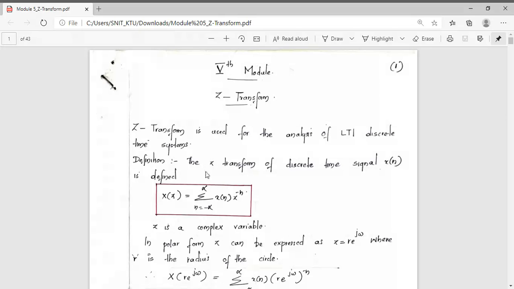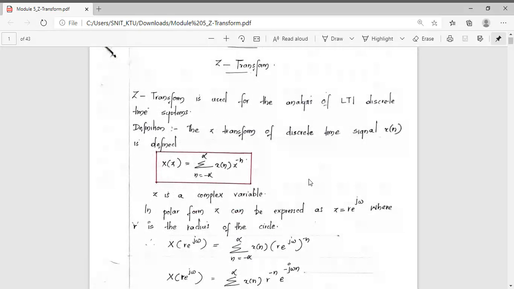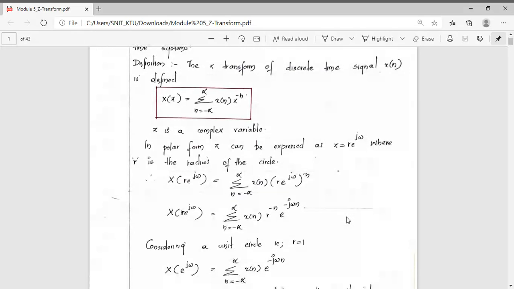So the definition is that the Z transform of the discrete time signal x of n is defined as X of z is equal to summation n equal to minus infinity to infinity x of n z raised to minus n. Okay, so where x of n is the given signal and z is a complex variable. The polar form of z can be expressed as z is equal to r e raised to j omega, where r is the radius of the circle.